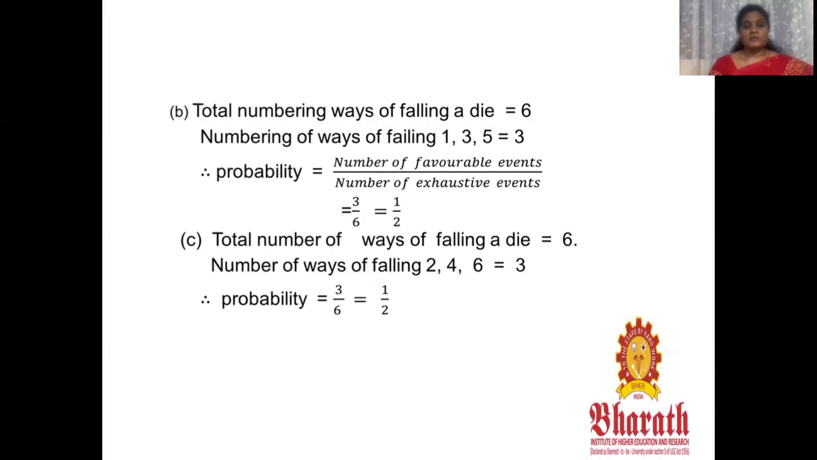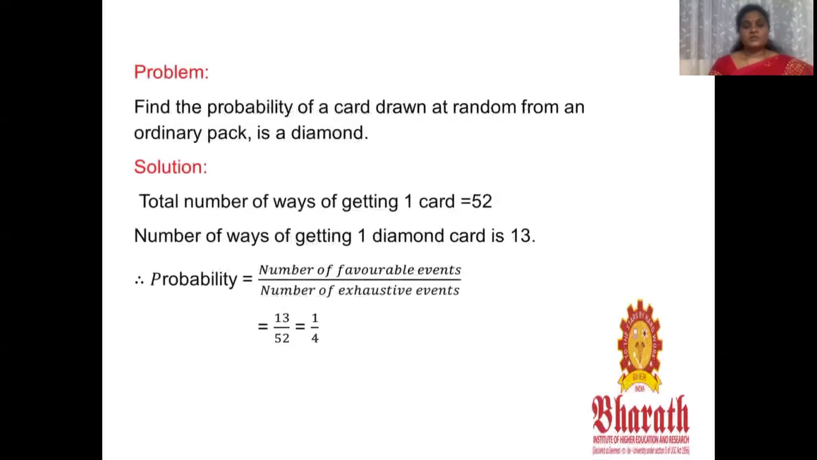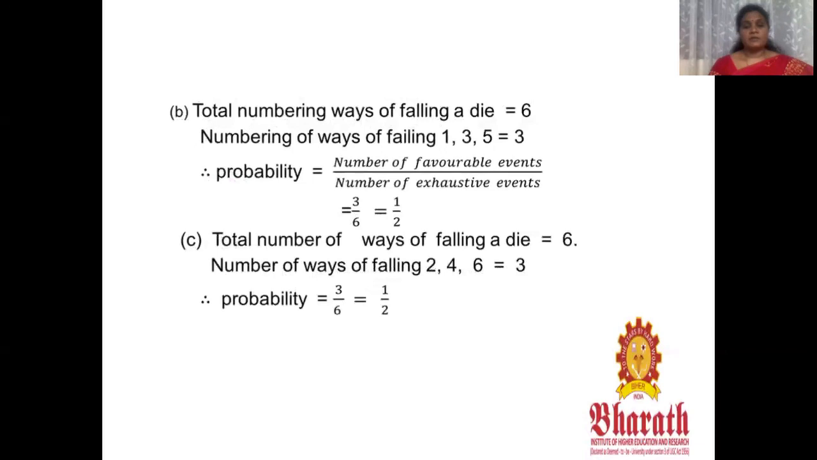Total number of ways of falling a die is equal to 6. The favorable outcomes are 2, 4, 6, that are even numbers. So you get the answer to be 3. So the total probability is equal to 3 by 6, which is equal to 1 by 2.